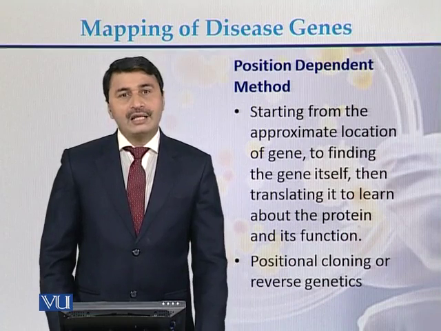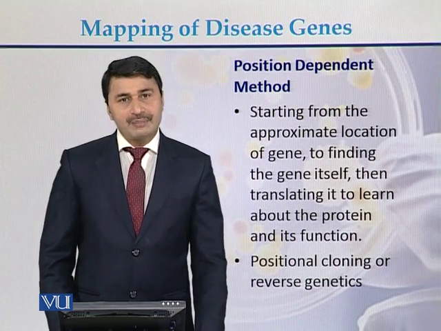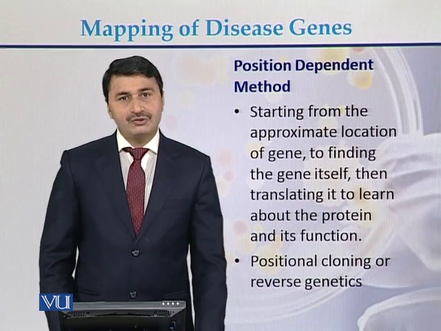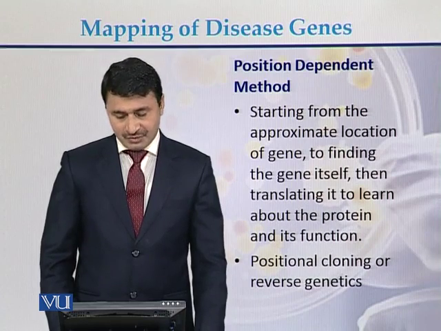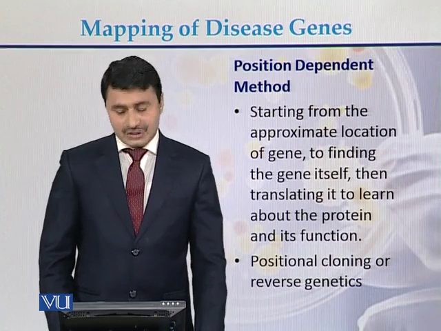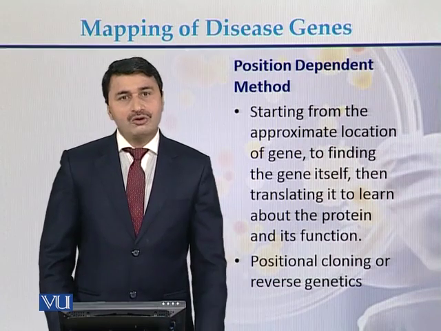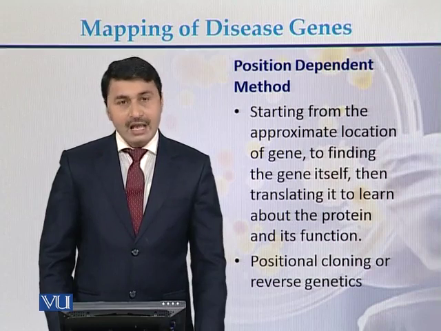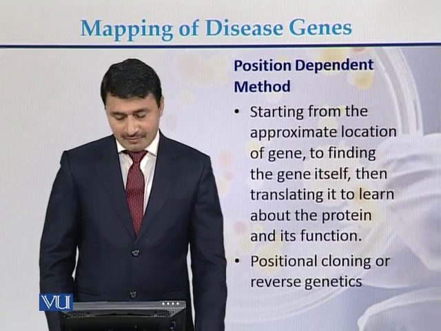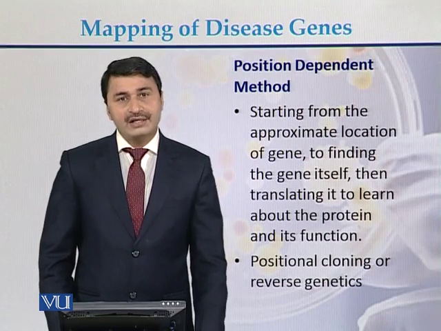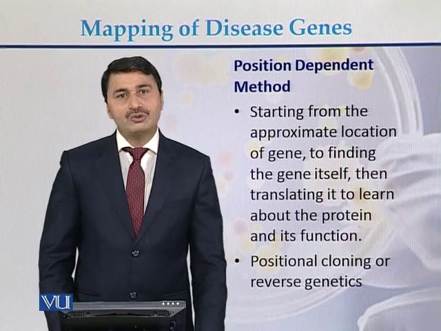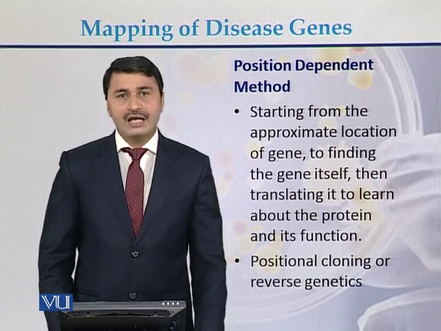On the other hand, in the case of the position dependent method by which we identify disease genes, we start with the approximate location of the genes and ultimately find the gene itself. Once the gene is identified, we translate the product of the gene into proteins and study the function of that protein.